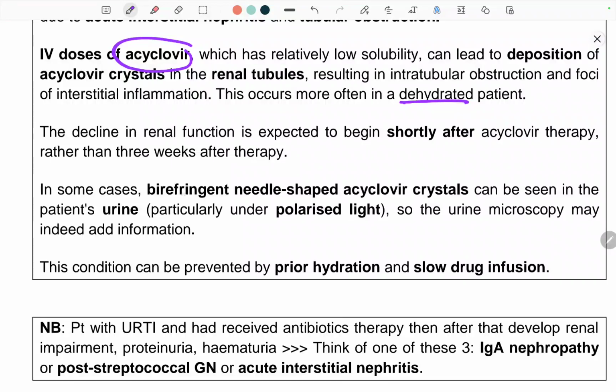In some cases, birefringent needle-shaped acyclovir crystals can be seen in the patient's urine, particularly under polarized light, so urine microscopy may indeed add information. This condition can be prevented with prior hydration and slow drug infusion.